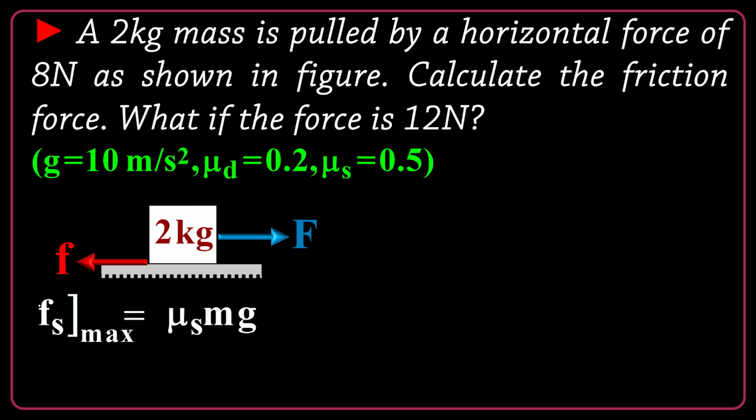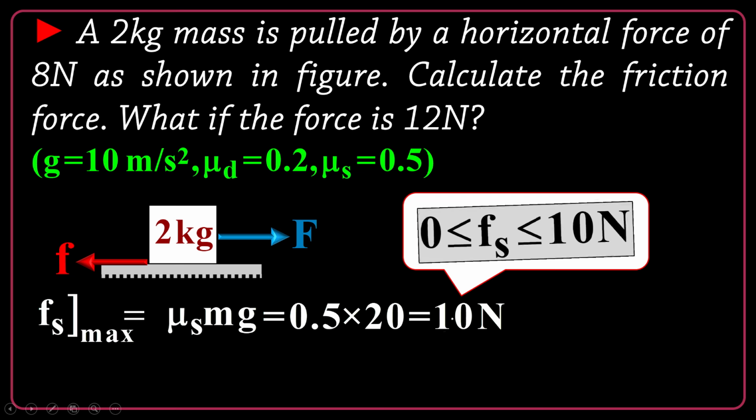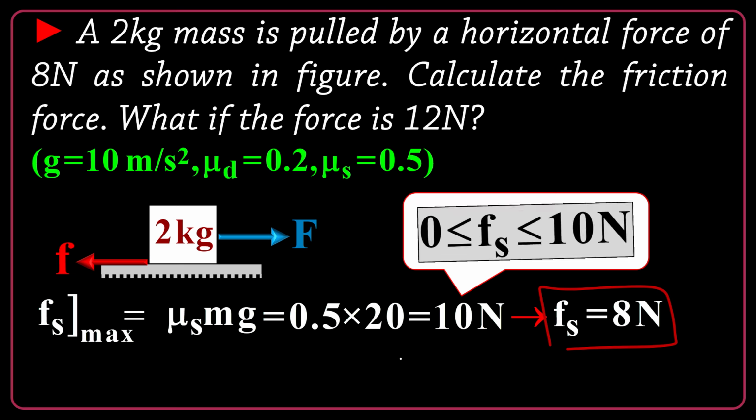So let's consider the question again. Maximum static friction will be mu(s) times normal force mg, and it will be 10. So static friction will be something between 0 and 10. According to your pulling force, it will be adjusted. So if the force is 5, it's 5. If it is 6, it will be 6. And now in this question, it is 8. So Fs is 8. Not more, not less. But it could be up to 10.